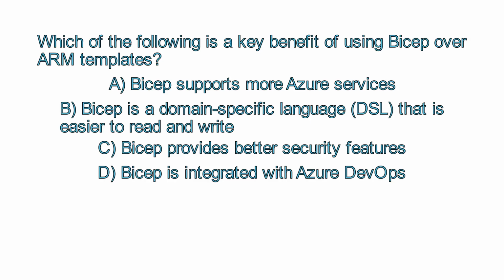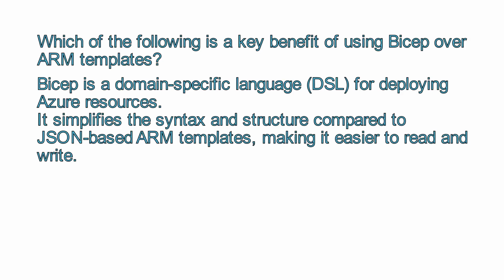La respuesta correcta es B. Bicep is a domain-specific language DSL that is easier to read and write. Bicep is a domain-specific language DSL for deploying Azure resources. It simplifies the syntax and structure compared to JSON-based ARM templates, making it easier to read and write.